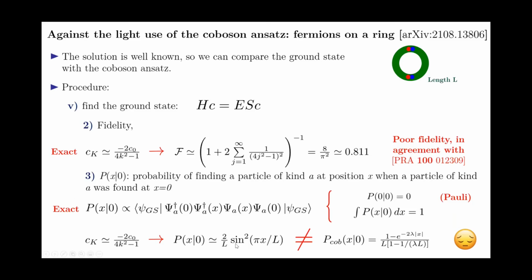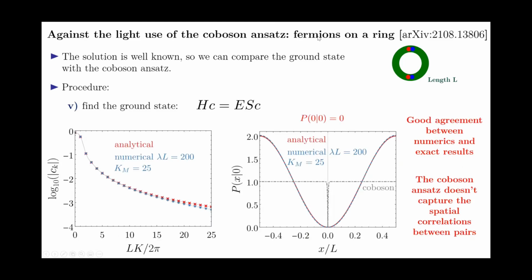And finally, we calculated the conditional probability here. We obtained this expression here, and it differs from the Qubosonic correlations. In this plot, we can see that the correct probability, which is this red one, is quite smooth. And the Qubosonic one, which is this gray one, is quite flat with an abrupt decay around 0.